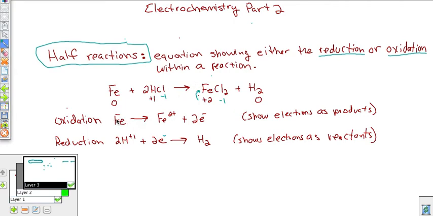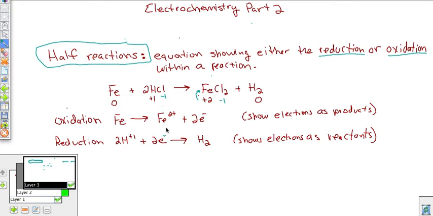So here's what we see: iron going to this. We also see a change with hydrogen. In this case, hydrogen is +1, and over here it goes to its elemental state, which is 0. Going from +1 to 0 means an electron was added. So we'd say that iron was oxidized and hydrogen was reduced.